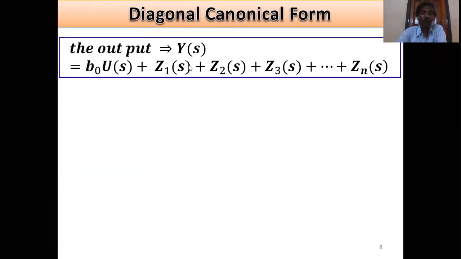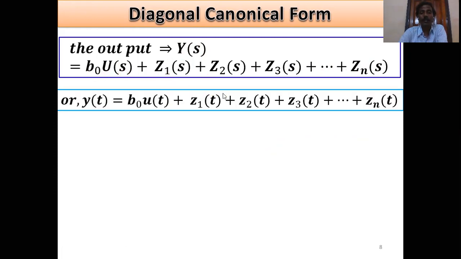Then what is the output? Output Y(s) equals, already proved, b0 U(s) plus Z1(s) plus Z2(s) plus Z3(s) plus Z4(s) up to Zn(s). Taking the inverse Laplace transform, we get Y(s) equals y(t), b0 constant, U(s) equals u(t), Z1(s) equals z1(t), Z2(s) equals z2(t), Z3(s) equals z3(t), and Zn(s) equals zn(t).